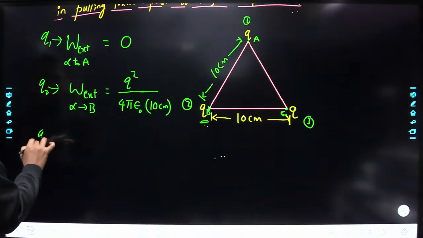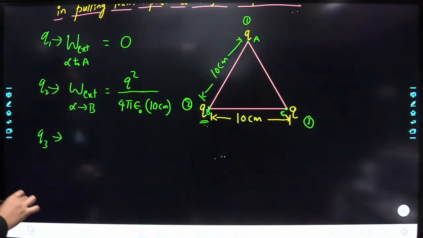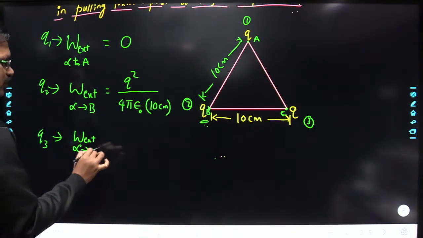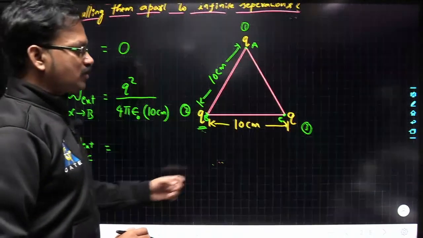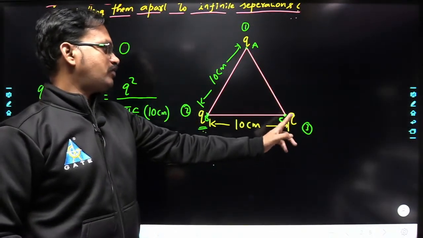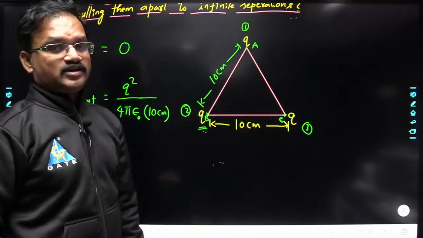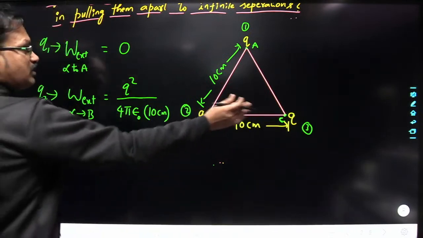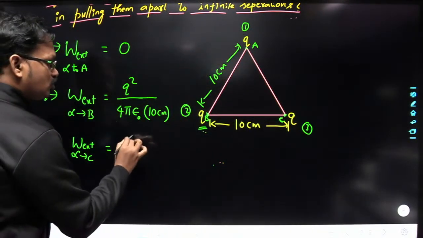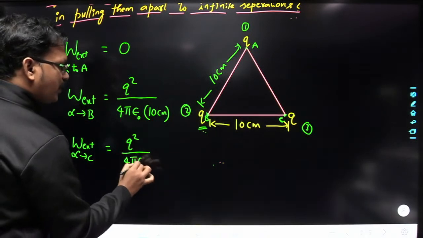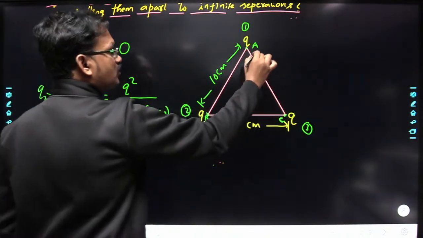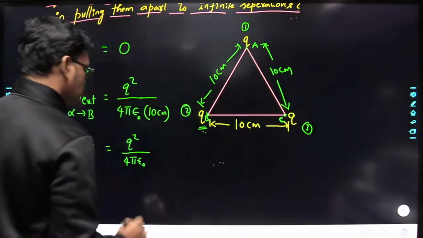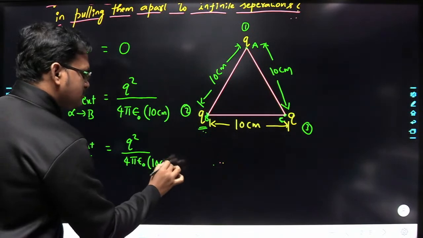Next, in order to bring the Q3 charge, what is the work I have to do? The work done by the external agent in order to move from infinity to C. Now you have to do the work in order to bring the Q3 charge. You have to do the work against Q2 as well as against Q1. The work done against Q1 is Q square by 4 pi epsilon naught into the distance from here to here, which is also 10 centimeters. Yes or no? So 4 pi epsilon naught into 10 centimeters.